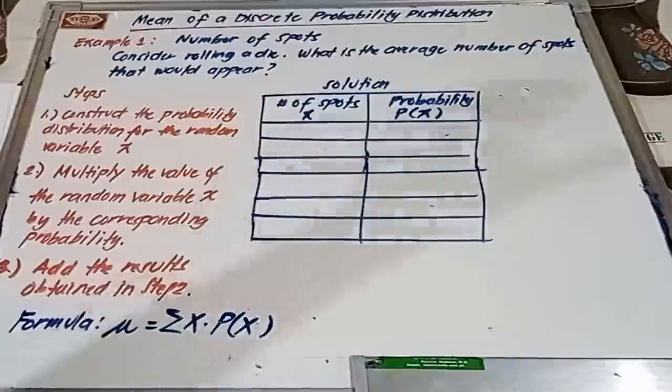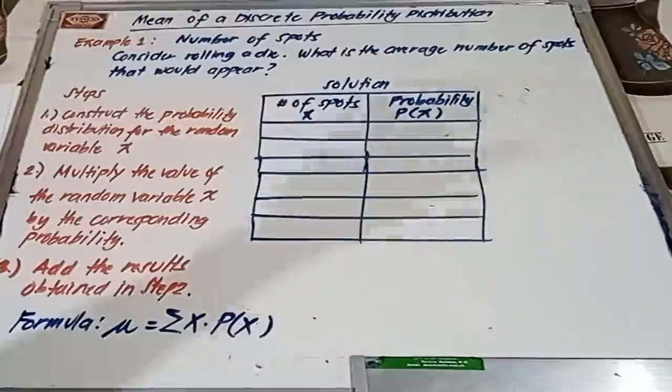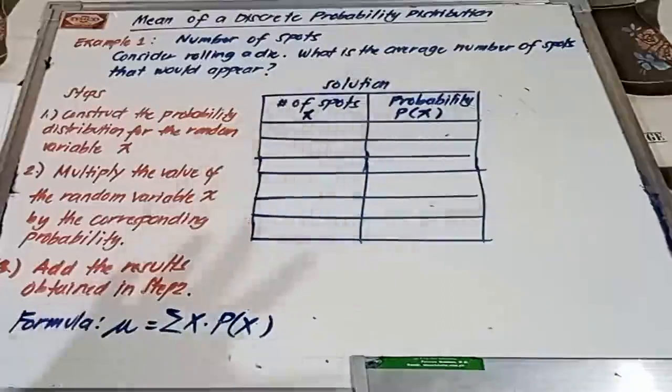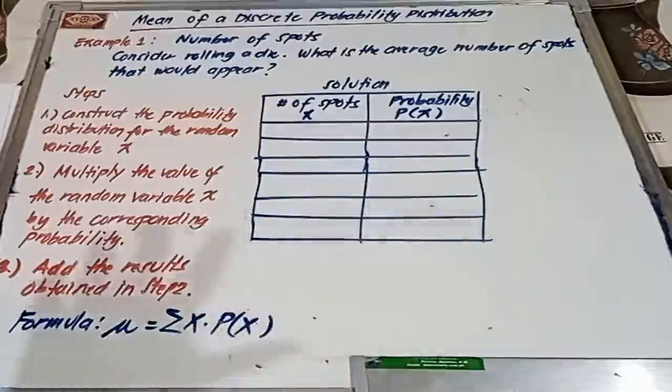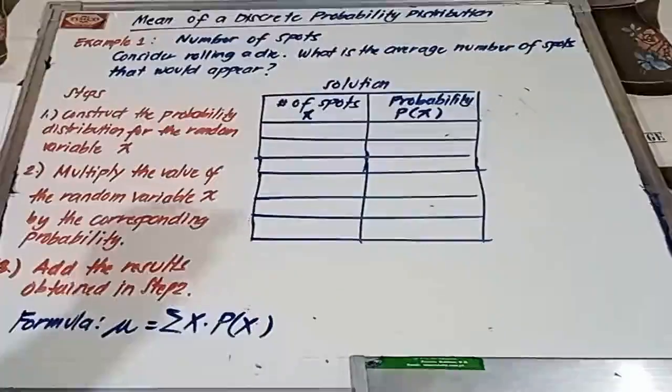Yung die natin consists of 6 faces at bawat faces na yon may corresponding black spots. Meron dong 1 spot, 2 spots, 3 spots, 4 spots, hanggang 6 spots. Okay? We're asked to determine yung average number of spots that would appear if we're going to roll a die.